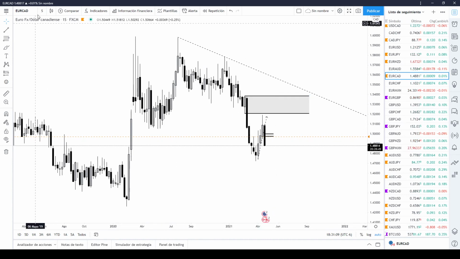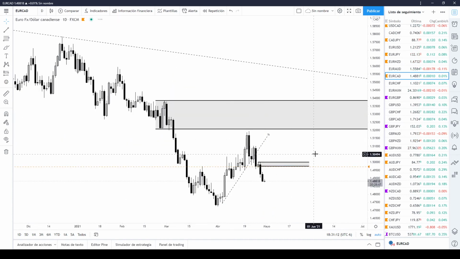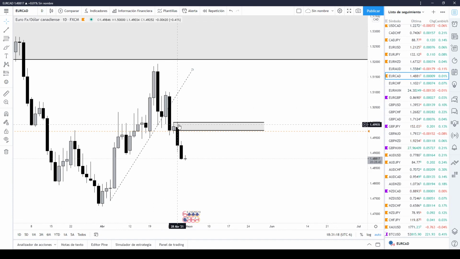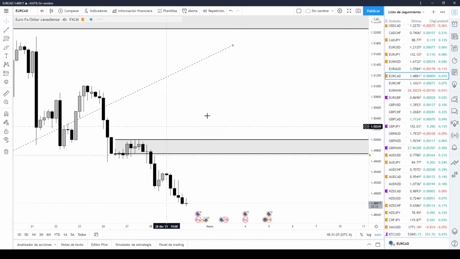All demand zones being removed. See the daily level removed, trend line removed. We are in a bearish market now. We have this supply zone. So around here is where I'm going to look for sell entries next week.